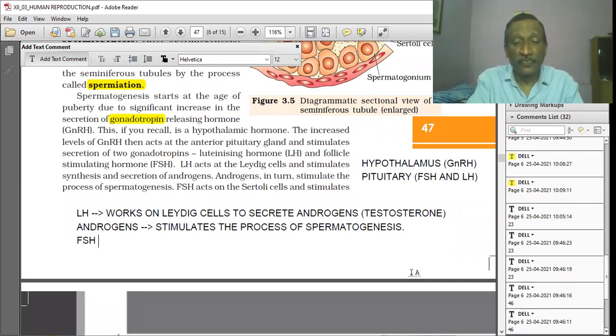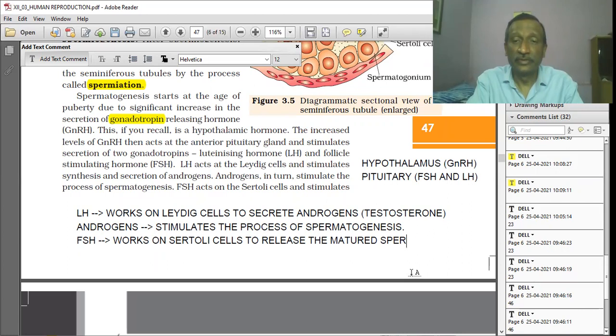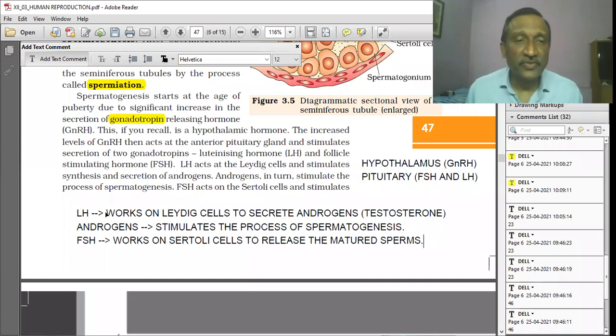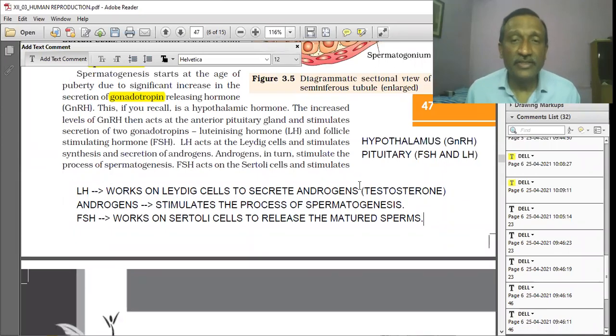FSH works on Sertoli cells to release matured spermatids. So these are the functions of FSH and LH.